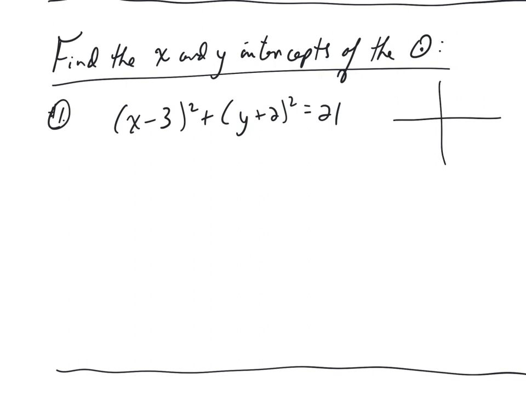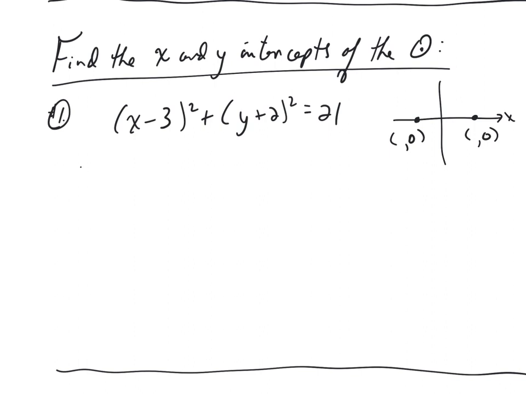Now, all I need you to remember is that wherever a curve goes through the x-axis, what's got to be true about those ordered pairs? When something goes through the x-axis, the y values have to be 0, because we're not going up, we're not going down, we're staying on the x-axis. So our y value is 0.